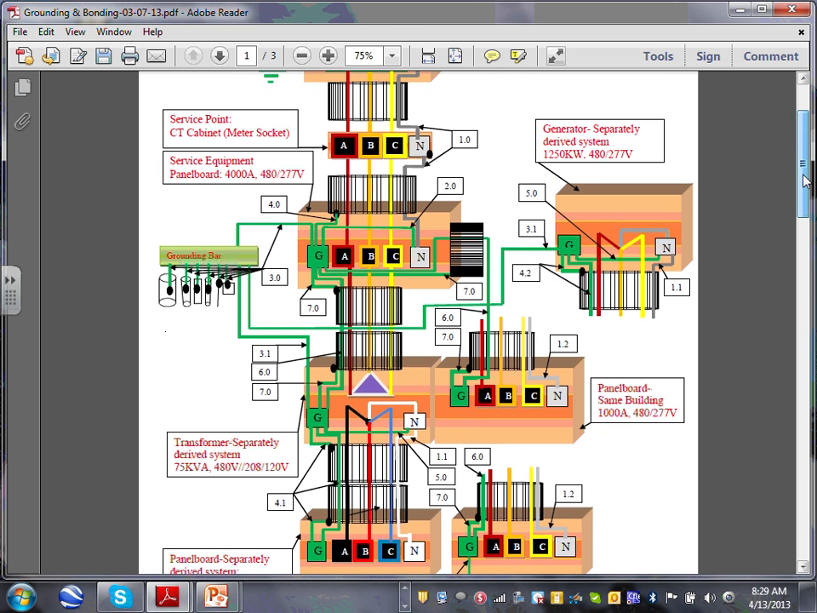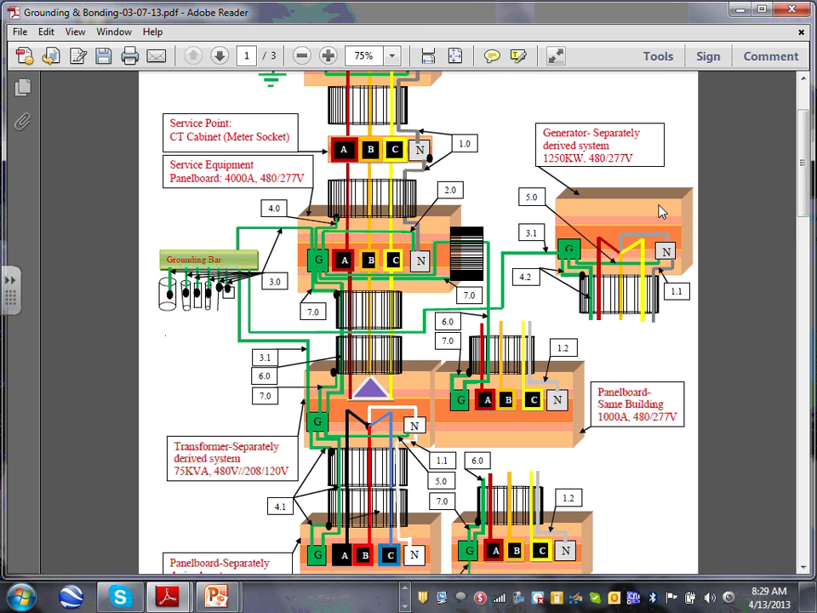The last thing I have on this sheet is a generator. What happens if you have a backup generator or an emergency generator or legally required standby generator, and you need to do grounding and bonding for this generator? When it comes to a generator, guys, you have to make a decision. Are you running a separately derived system or a non-separately derived system? I'm going to go into a little more detail when we talk about generators.